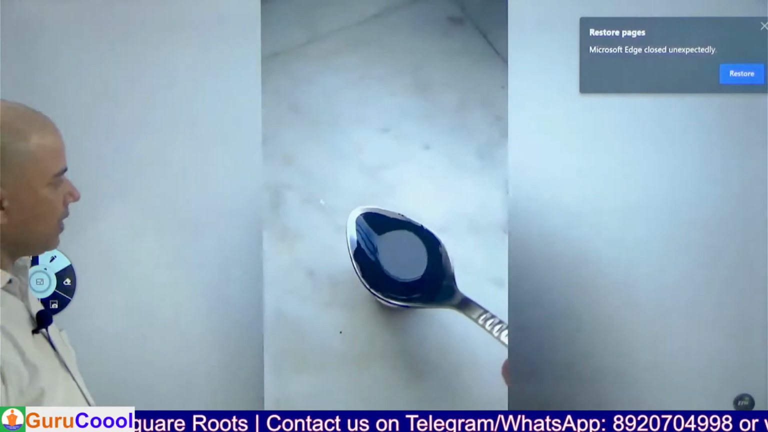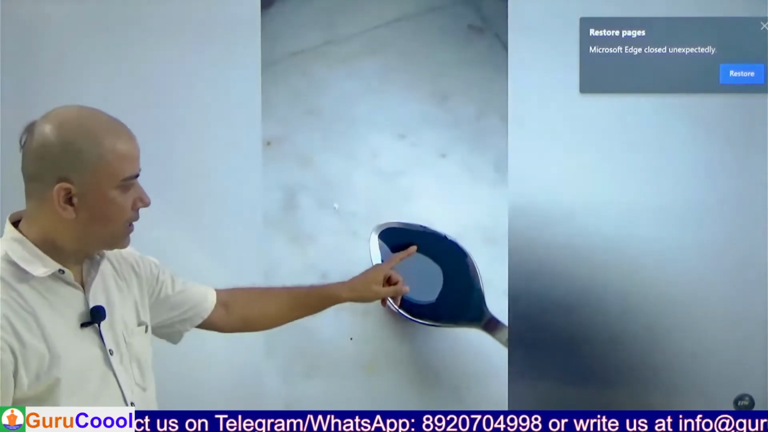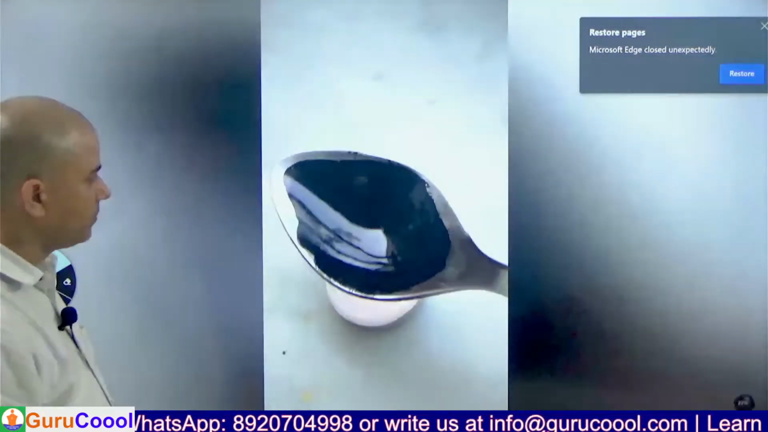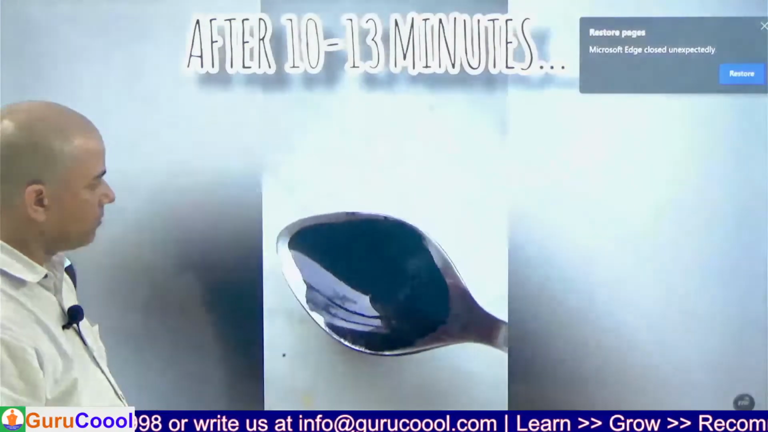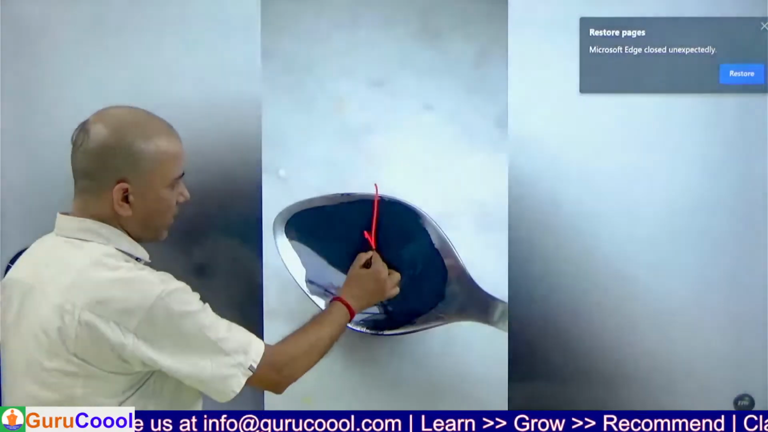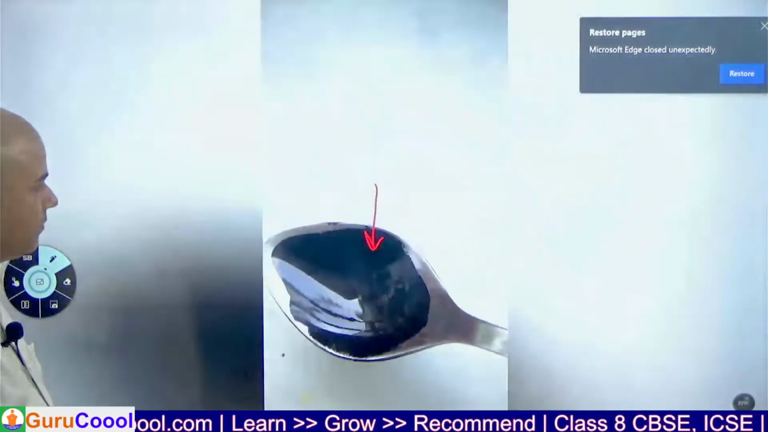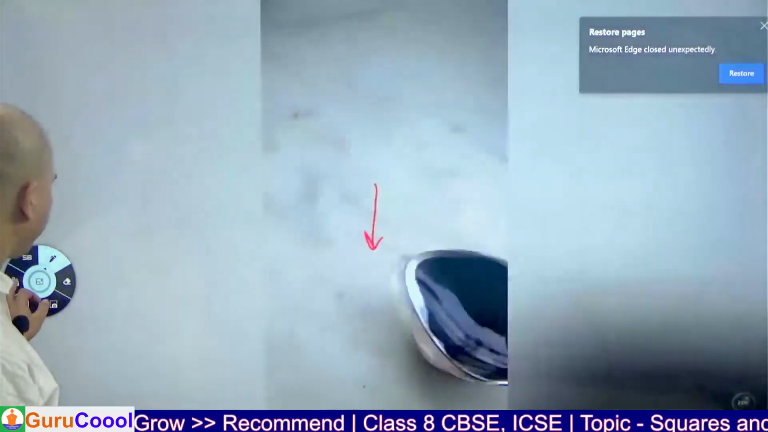And after some time, the whole water will be evaporated and only that dye, I mean the ink, will remain in the bottom, in the spoon. Done, finished. Only the ink is remaining there. Separation process.